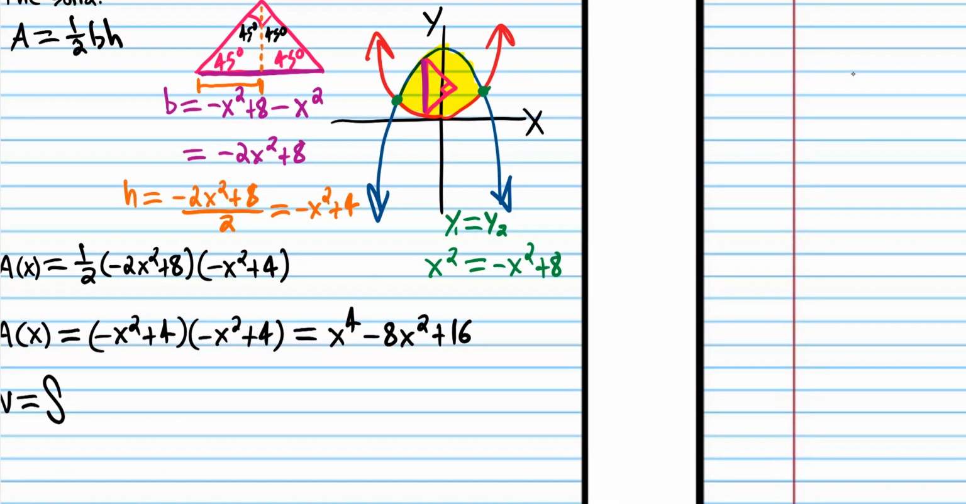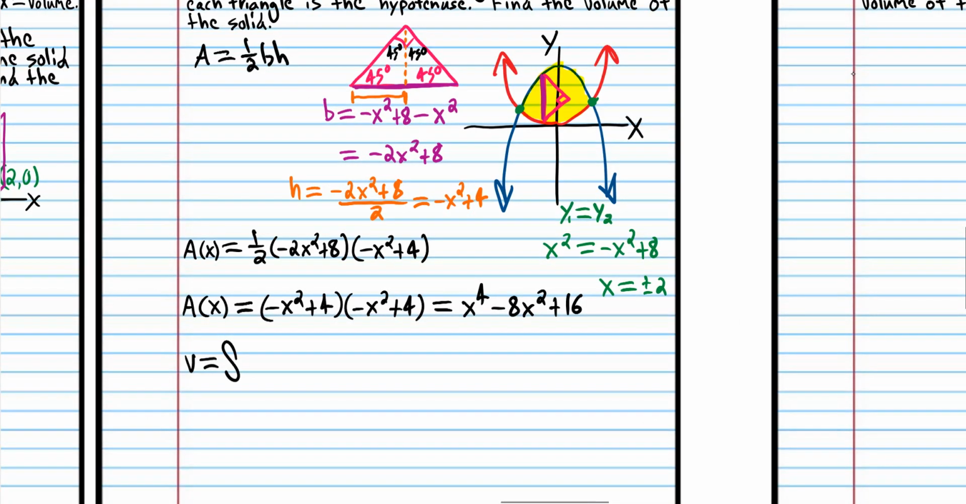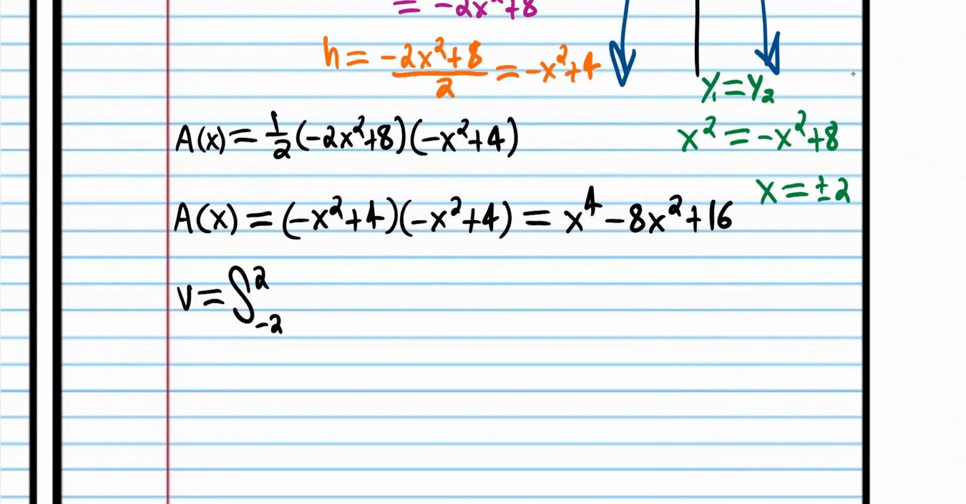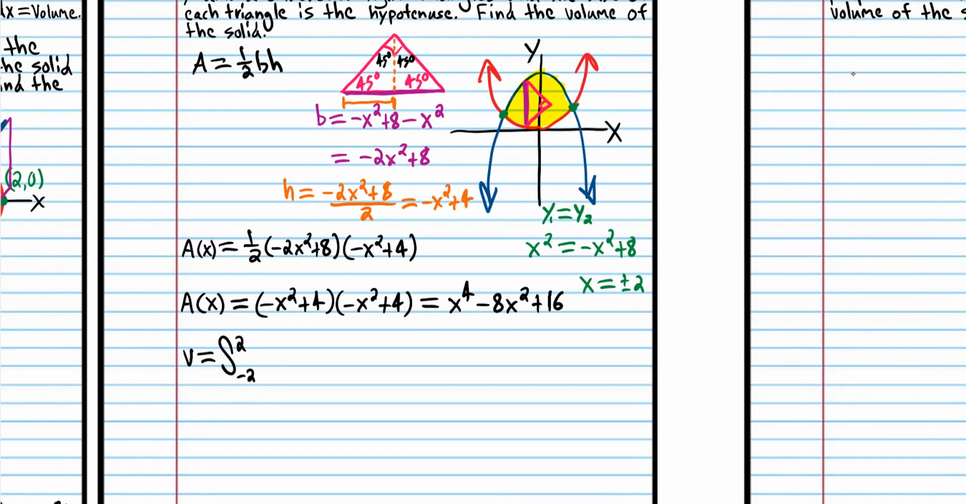And we don't have a lot of room to solve, but when you solve, you find that x is equal to plus or minus 2. Alright, so this x value is negative 2, this x value is positive 2. So we're going to integrate from negative 2 to 2. And the area of each triangle is given to us by that expression inside the integral, this green expression here.